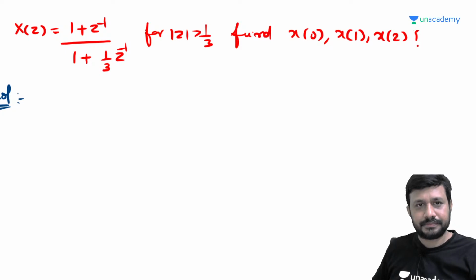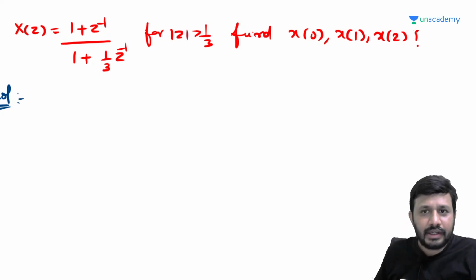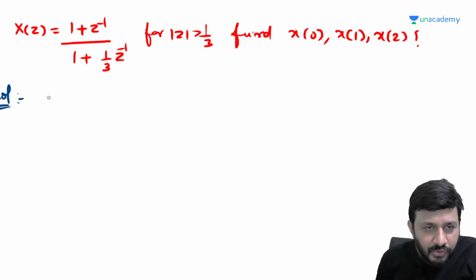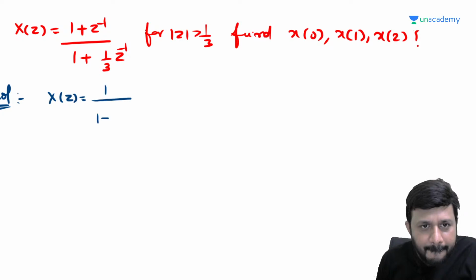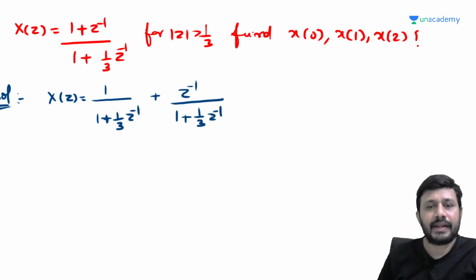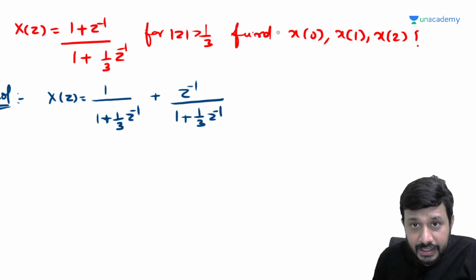Any answers? I'll also start doing it. Meanwhile, you can join. I want the values of x of 0, x of 1, x of 2. So how can I simplify this one? I can simplify like this. Pranay, here I want the values x of 0, x of 1, x of 2.